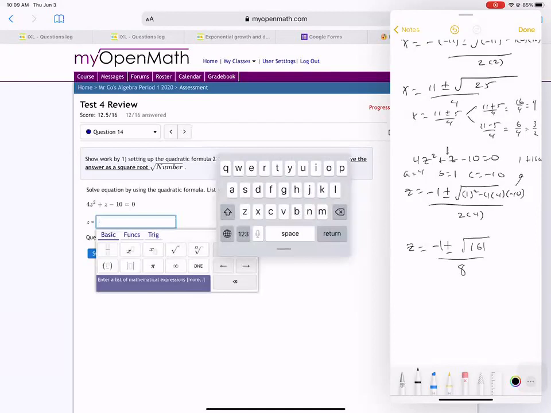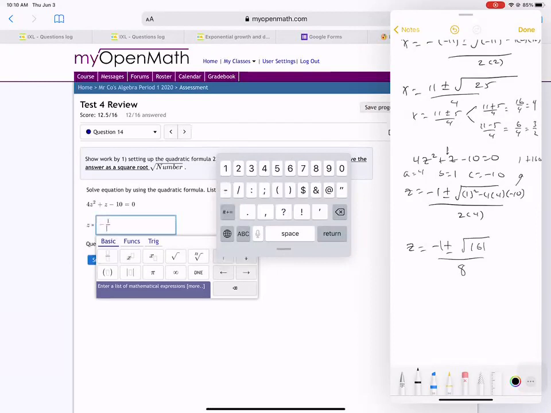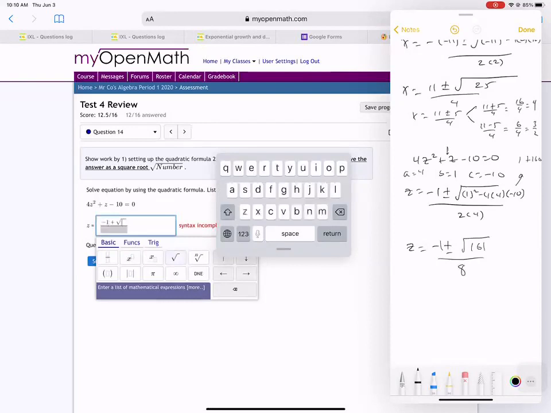Oh, they want us to write, and you will write them both separately. So -1 plus, oh, we should write a fraction. I'm sorry, write this as a fraction. -1, let's delete that. So -1 plus the square root, there's a square root symbol there, of 161, all divided by 8. That's my first answer. My second answer is the fraction again, -1 minus square root of 161 over 8.